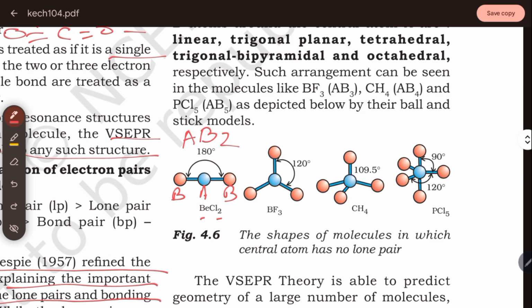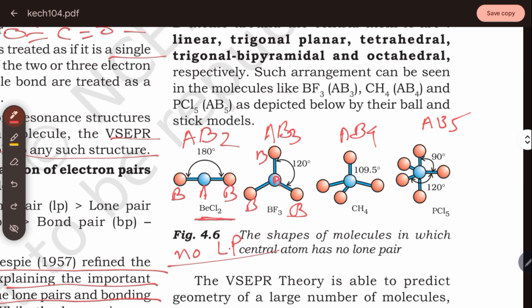Now BF3 is of the AB3 type, where the central atom is A and these are the 3 B. This is AB4 type. What are the names of the geometry? This is AB5 type. None of them have any lone pair. So there are no lone pairs in these structures. This is a linear structure, BeCl2. AB3 is a trigonal planar structure.